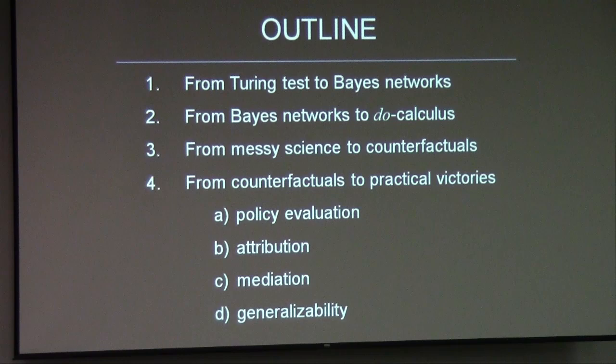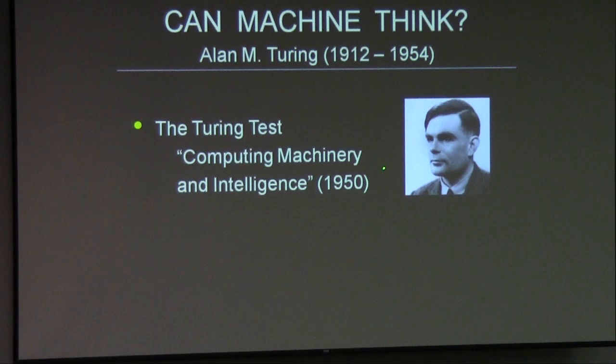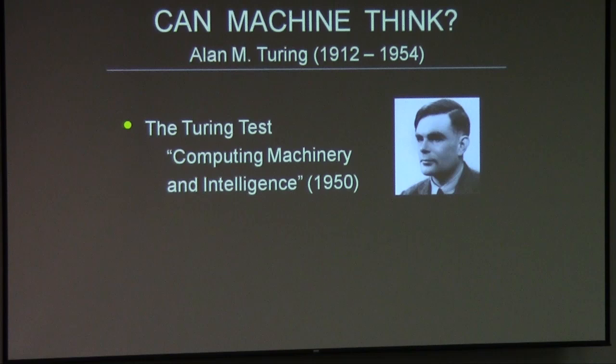Let's start with Turing. This is a picture of Alan Turing, and as we all know, in October of 1950, he published a paper whose title was very provocative at the time. Can machines think? And he proposed a test to certify the conclusion that the machine thinks. If the machine passes the test, we would say that the machine thinks.